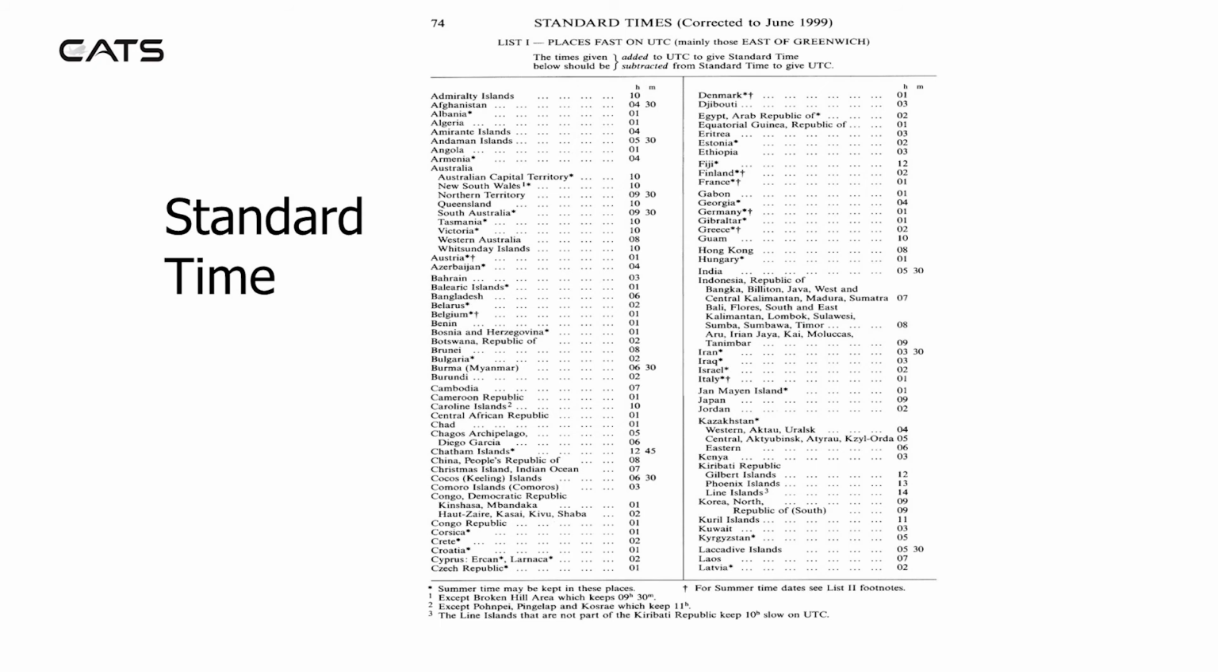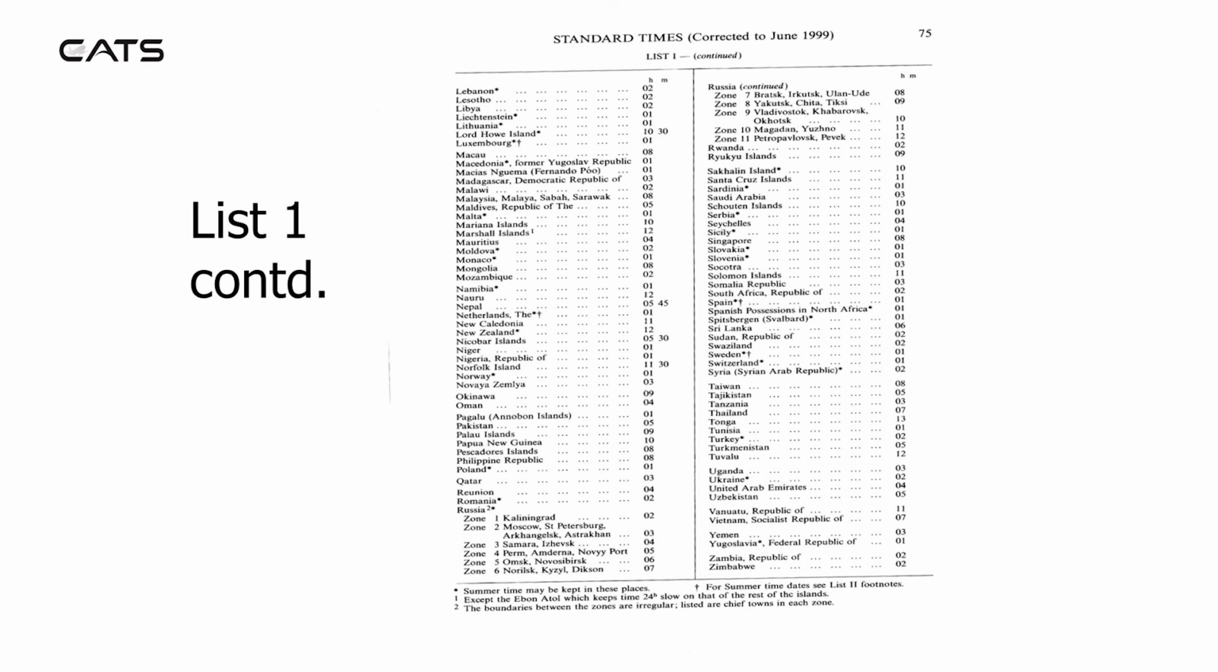Standard time. In the Air Almanac, there are standard time lists 1, 2 and 3. List 1 shows places fast on UTC, which are mainly east of Greenwich. The times given should be added to UTC to give standard time, or subtracted from standard time to give UTC. At the bottom of list 1, there are corrections for summertime, which should be noted.